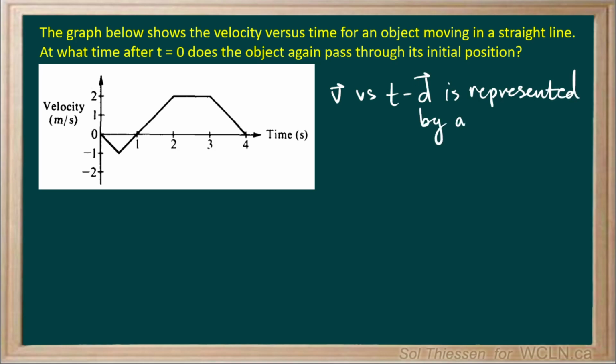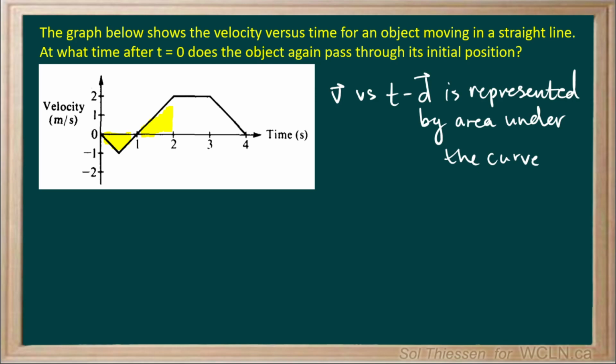by area under the curve. So this object starts traveling in the negative direction, and it travels this negative displacement. Then it begins to travel in the positive direction, gaining positive displacement.